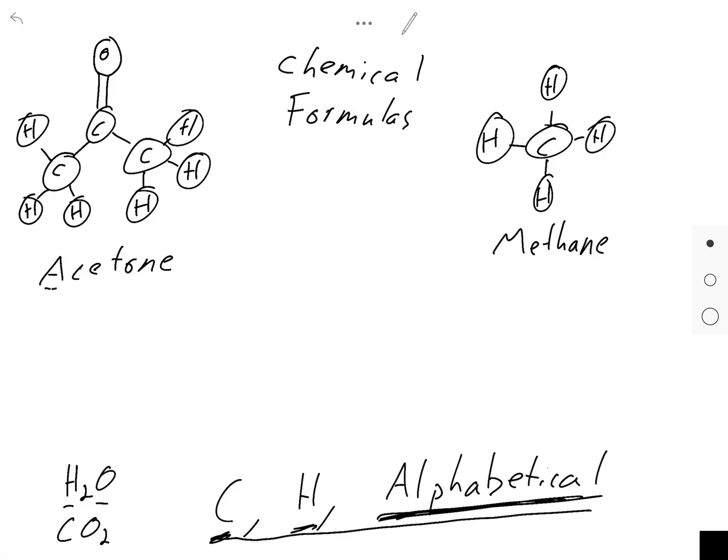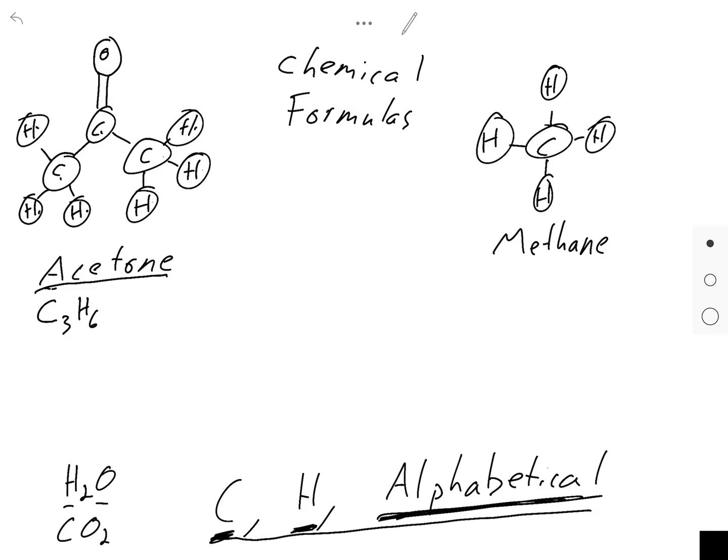So for acetone, remember we used acetone to do an acetone combustion reaction in class. Let's start with carbon and count the number of carbons. So we have 1, 2, 3 carbons. So we're going to write C3. Okay, and what's next on the list? Hydrogen. So let's count the hydrogens. 1, 2, 3, 4, 5, 6. So we're going to write H6 here.